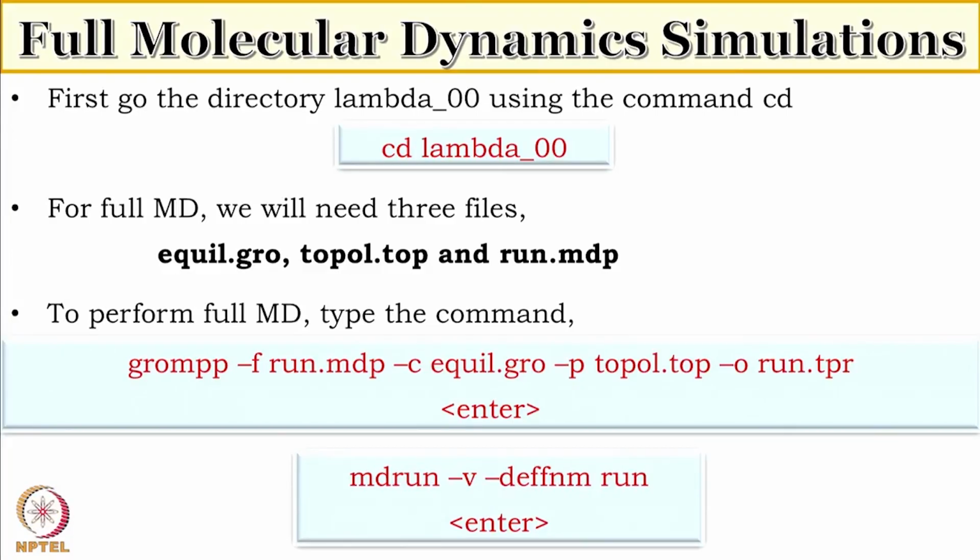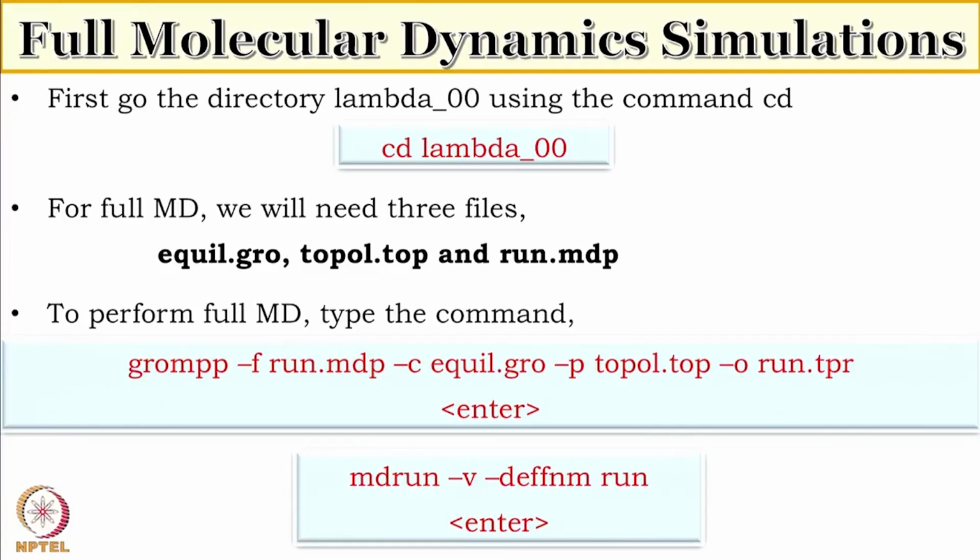So for generating a TPR file, we will use the command grompp. So grompp space -f space run.mdp. This is the molecular dynamics parameter file for free energy calculation. Then space -c space equil.gro, that is my equilibrated structure file. Then space -p space topol.top, which is my topology file. Then space -o space run.tpr, that is my output file. So now I will run the TPR file using the command mdrun. So mdrun space -v space -deffnm space run.